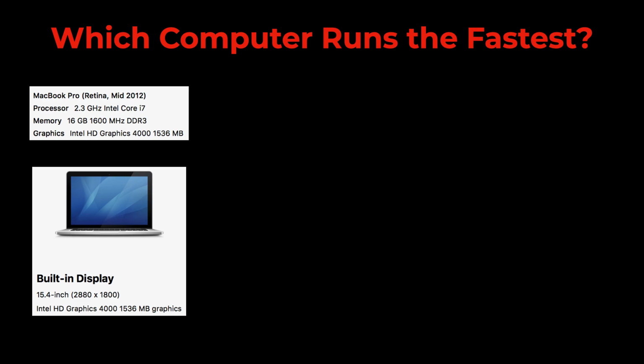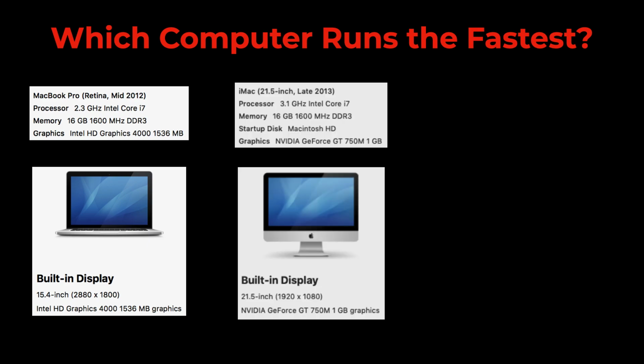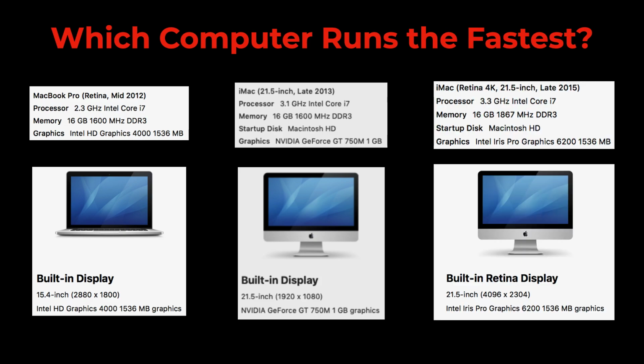So here's a laptop. My display is 2880 by 1800. Then I have another iMac, a 21-inch. It's faster processor speed, 3.1 at i7. And its display is HD display, 1920 by 1080. And then I have an even newer iMac with a beautiful 4K resolution screen, even faster, 3.3 i7, 16 gigs RAM, and their display is 4096 by 2304. Now, which one is the fastest?